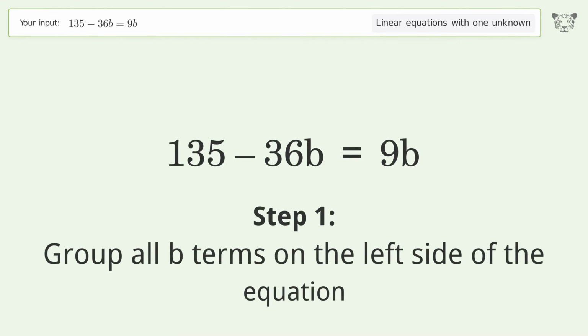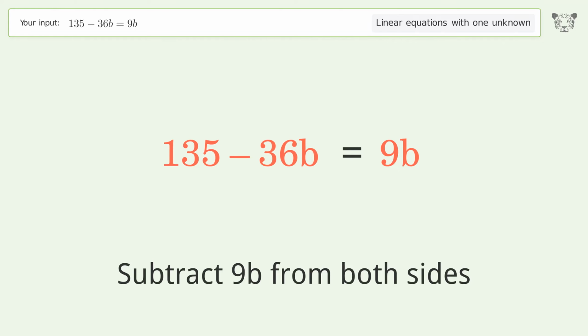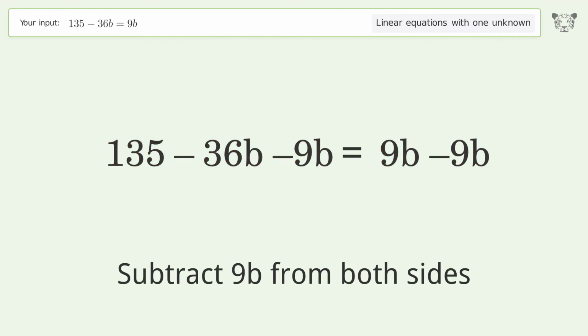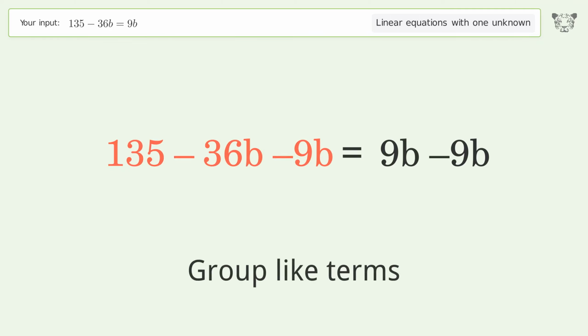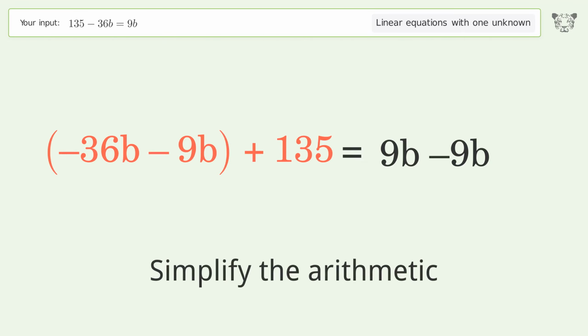Group all b terms on the left side of the equation. Subtract 9b from both sides. Group like terms. Simplify the arithmetic.